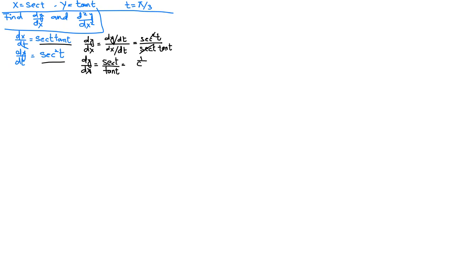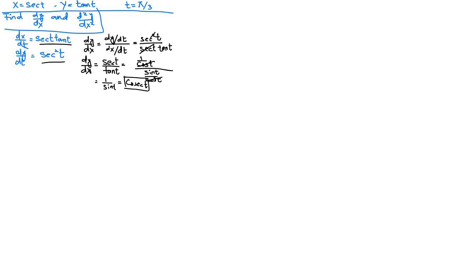1 divided by cosine of t, and tangent means sine of t divided by cosine of t. Okay, cosine of t and cosine of t cancel. We are only left with 1 divided by sine of t. 1 divided by sine of t means cosecant of t.